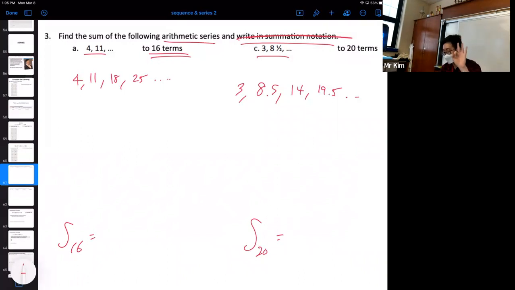Remember, you need 3 things. You need n, which is provided for you. You need the a sub 1, which is also provided for you. You need a sub n. You need those 3 components because the formula is always n divided by 2 times a sub 1 plus a sub n.